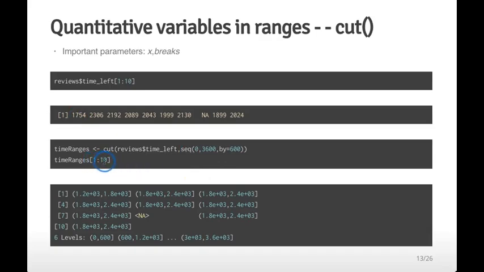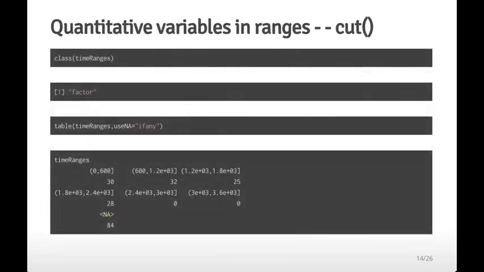So if we again look at the first 10 elements of this new cut up vector, the first element, 1754, is between 1200 and 1800, so it gets labeled as 1200 to 1800. The second element, 2306, appears between 1800 and 2400, so it gets labeled in the range 1800 to 2400. So basically we replace these quantitative variables with qualitative variables that are labels of the ranges where they appear.